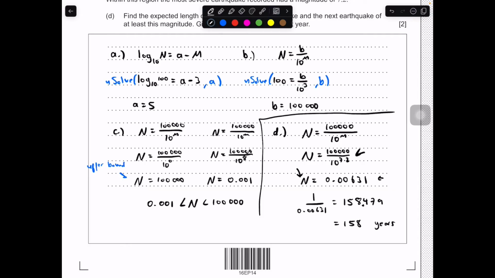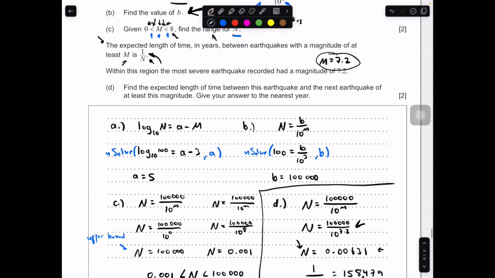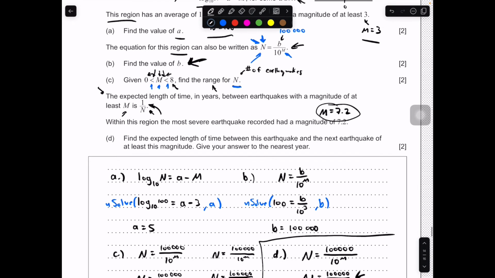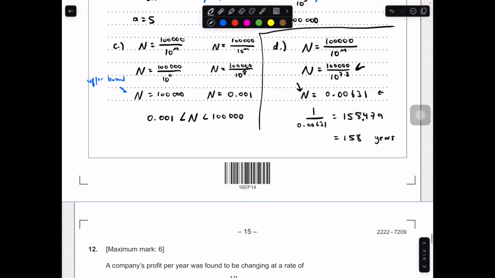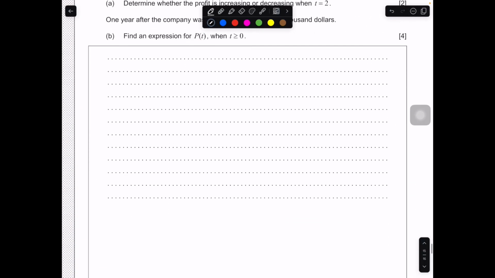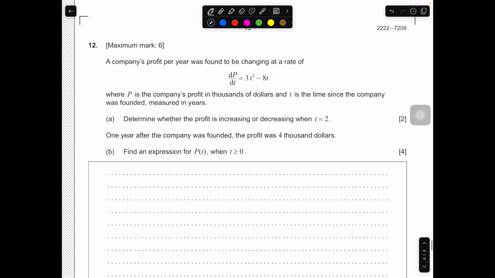I just want to type this in just once more. 100,000 divided by 10 to the 7.2. Okay, good. Alright, so I think that's a pretty challenging question in terms of just interpreting what it's asking and keeping track of n and m in this case. Alright, so I believe there are 2 more questions to go. Let's have a look.